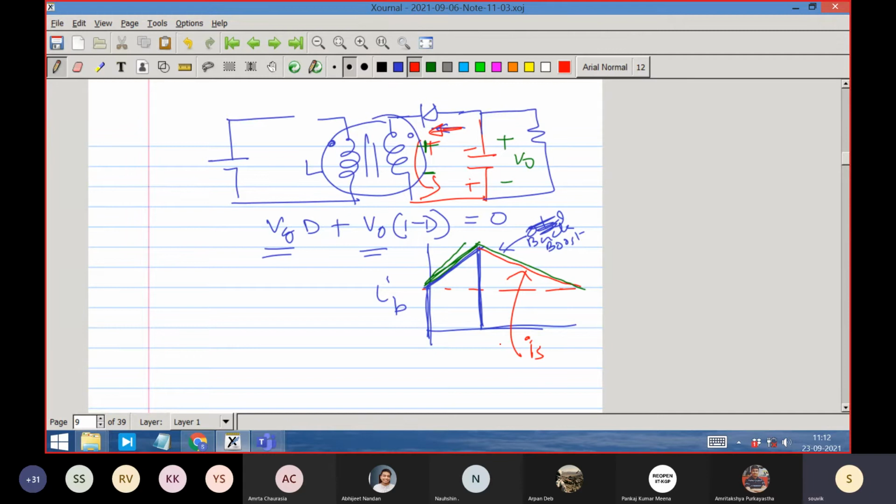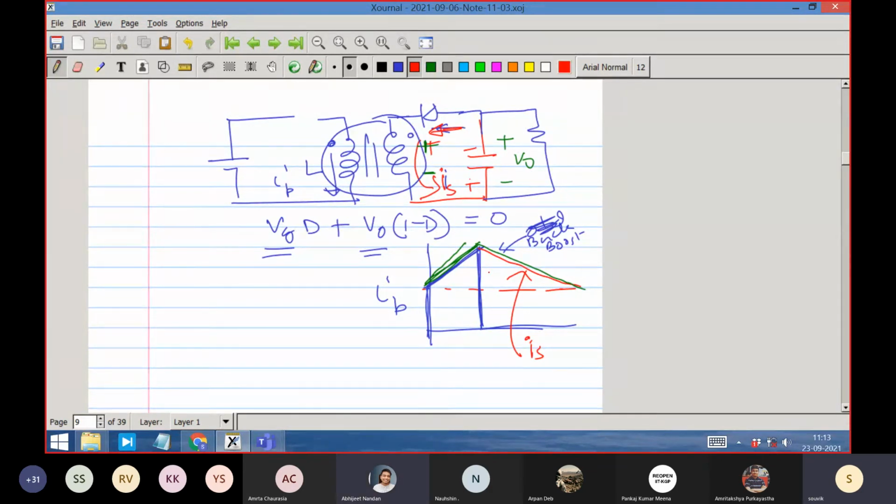But what is the polarity convention of IP and IS? Let me define it very clearly. IP I will define in this way. This is IP, and IS also I will define this way, red, because that is the true direction.